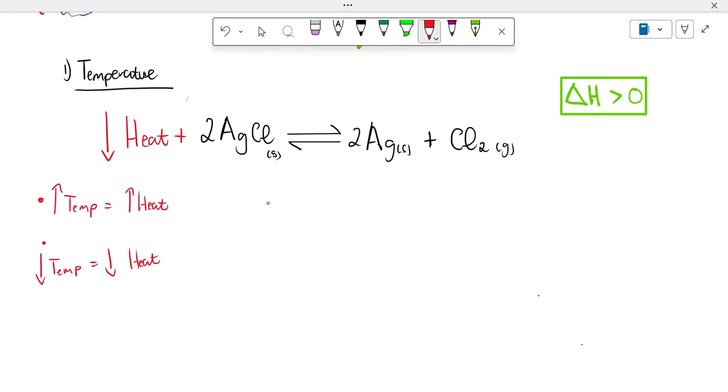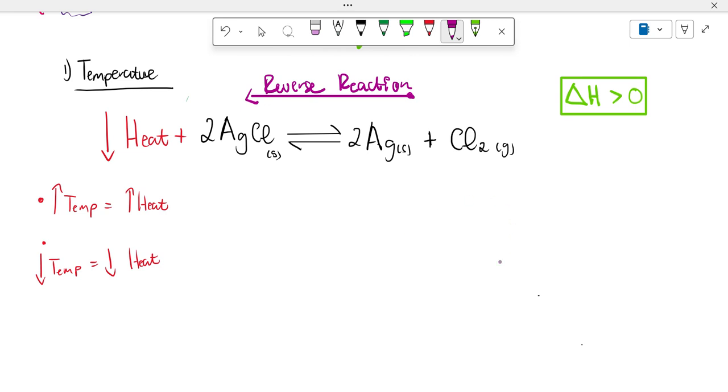So when you decrease the temperature, that means you're decreasing the heat. The system will want to increase that heat. And in order to do that, I need to make more of the reactants because heat is on the reactant side. And as a result, I need to favor the reverse reaction. And there you have it, ladies and gentlemen. Now notice something. You have favored the reverse reaction.